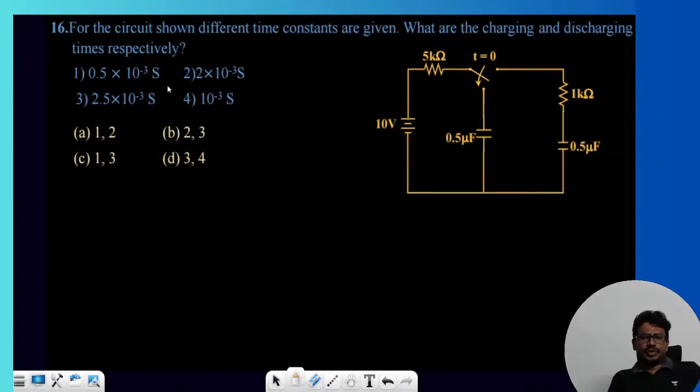For the circuit shown, different time constants are given. What are the charging and discharging times? What will be the charging time constant and what will be the discharging time constant, they asked to find. Tell me the charging time constant and discharging time constant.